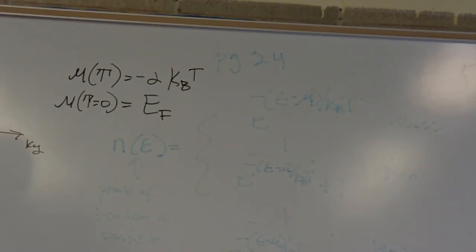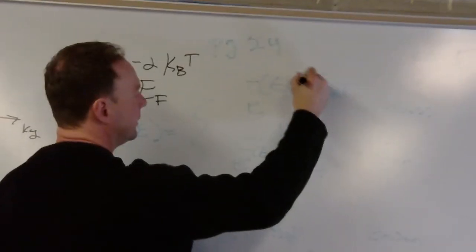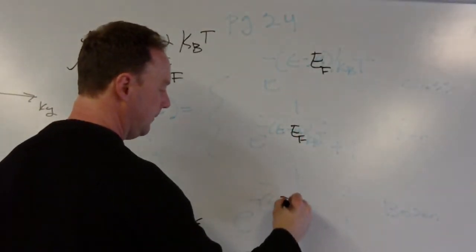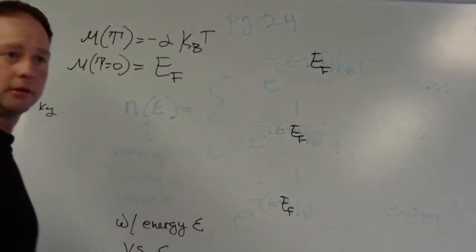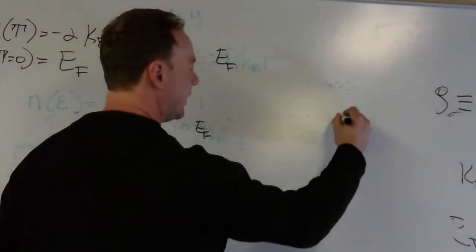All right, so what I would like you to try to do is plot this. Instead of writing mu, let's write E Fermi. And I'd like you to plot these three.